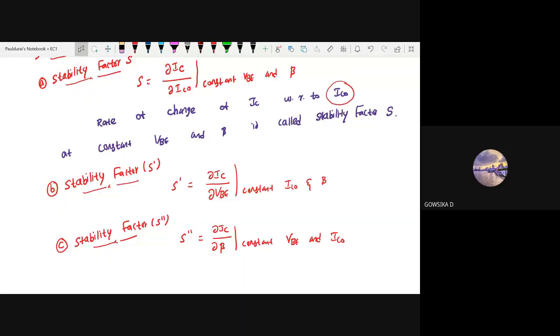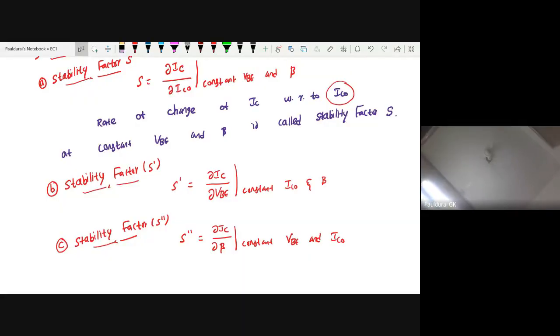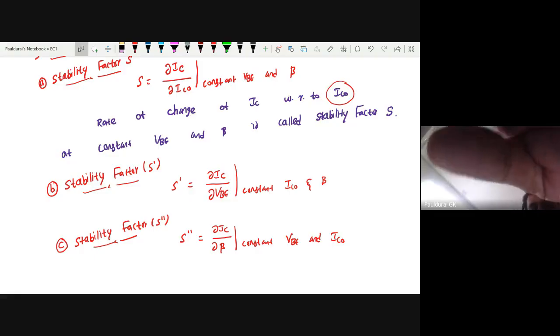No, sir. So you know what is stability factor? Okay. Yes, yes. Actually, in general, what is stability factor? The rate of change of collector current with respect to VBE, ICO, and beta. If it is with respect to ICO, that is called S. With respect to VBE, that is called S dash. With respect to beta, that is called S double dash. Okay. So now got the idea. It's very simple, right?